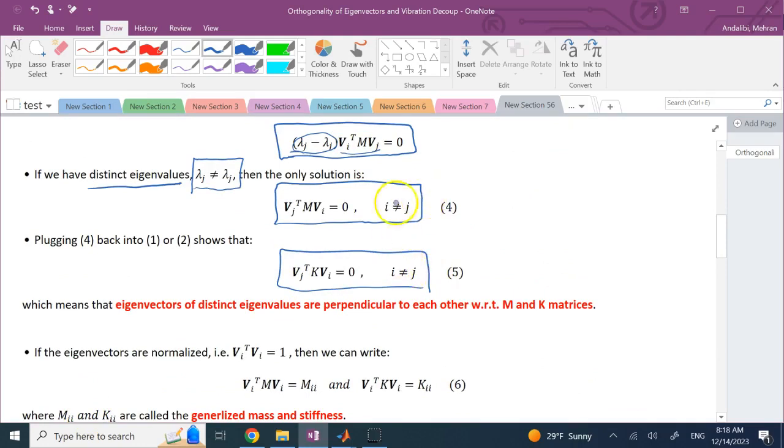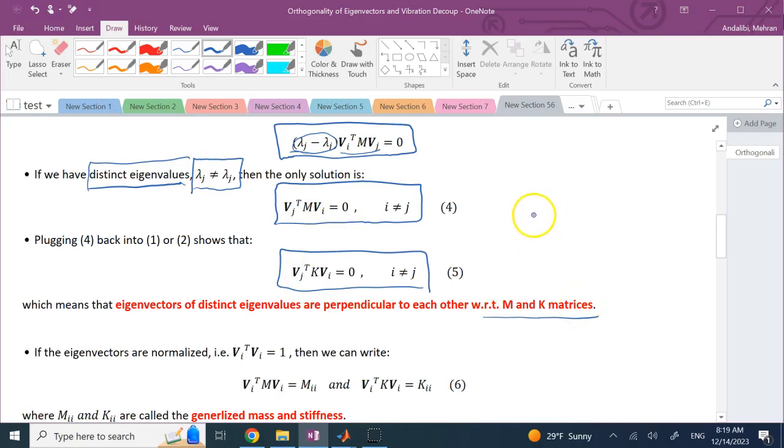And these equations 4 and 5 are important. What do they say? They say V j and V i, these different eigenvectors, or the eigenvectors corresponding to different eigenvalues, are perpendicular to each other with respect to M or K.